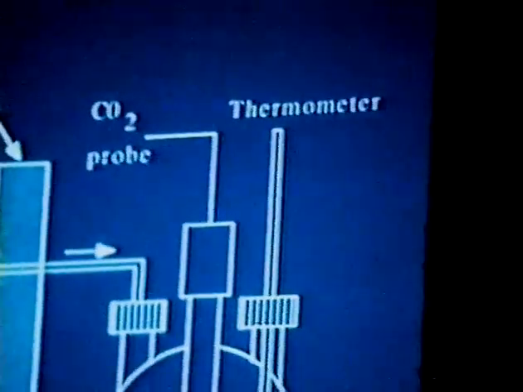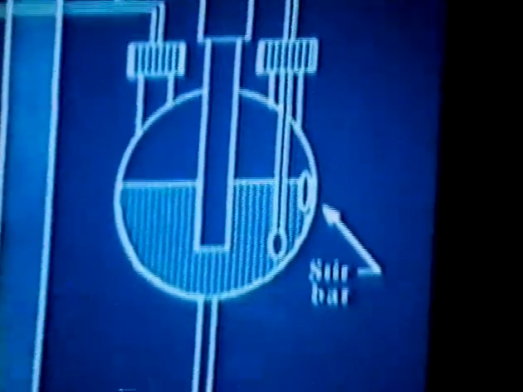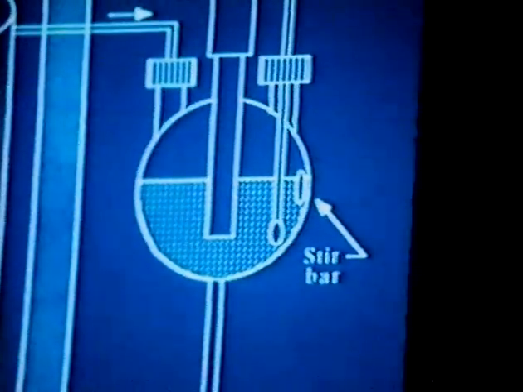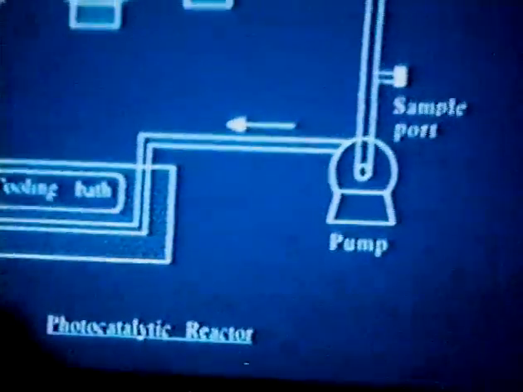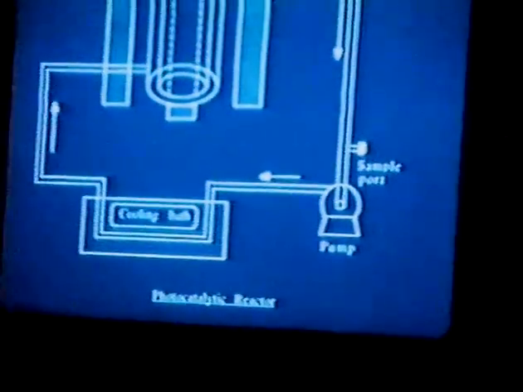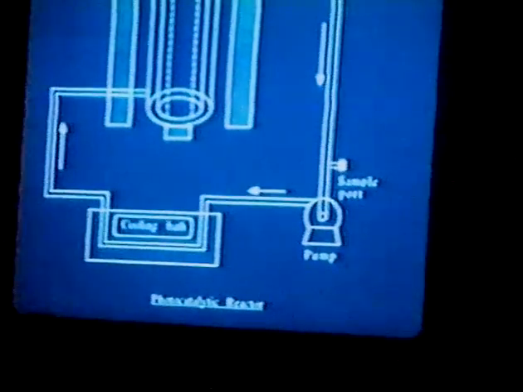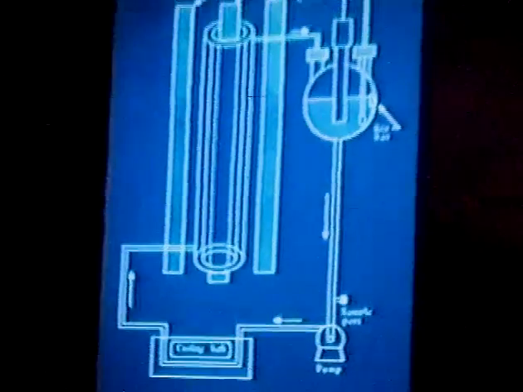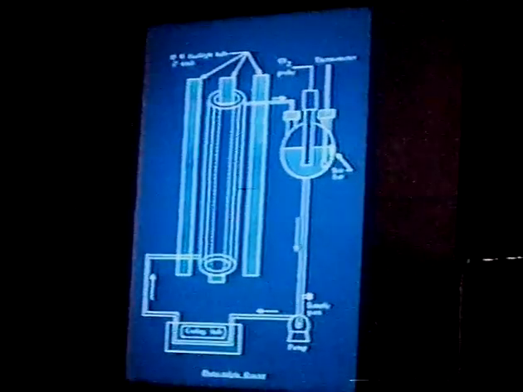And to enhance mass transfer from the oxygen headspace into the liquid phase, we mounted a stir bar vertically at the interface to agitate that. Sampling was done through the liquid phase from a sample port, and a GC was used to analyze the reactant concentrations. Finally, the entire system was circulated to a cooling bath to provide cooling and keep the temperature at 20 degrees C.